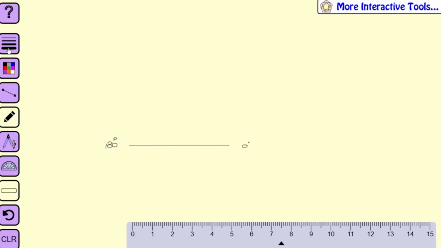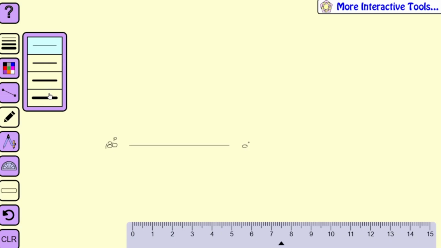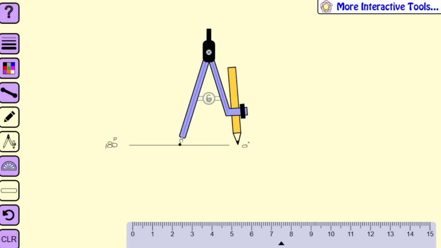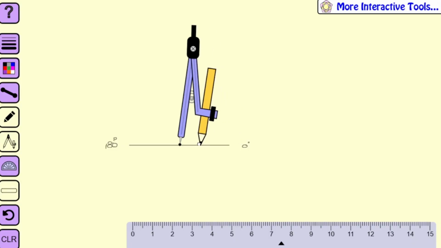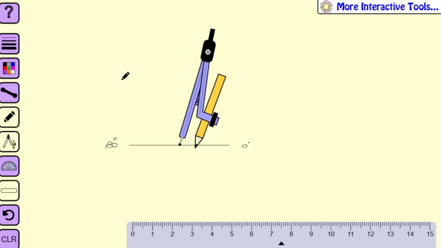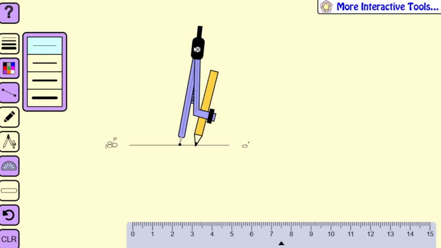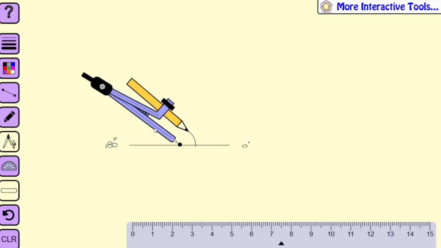We need to establish our vertex, which is the point where the two lines meet. We're doing it in the middle. Then we get our compass, and we're going to construct our semicircle from which we'll get our 60-degree angle. Remember, we start slightly below the line, so it's accurate.